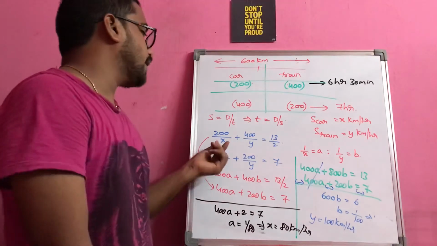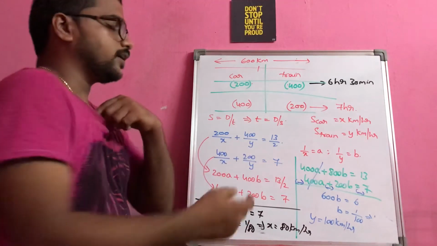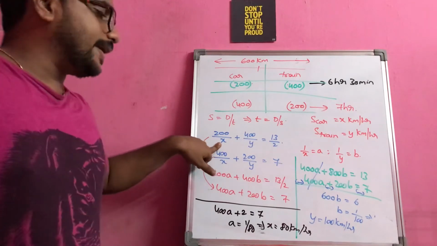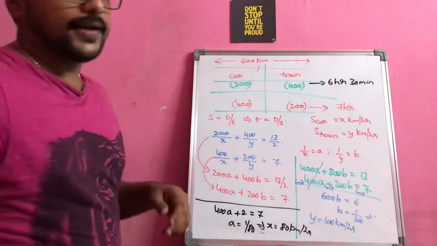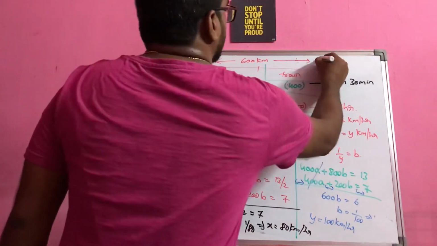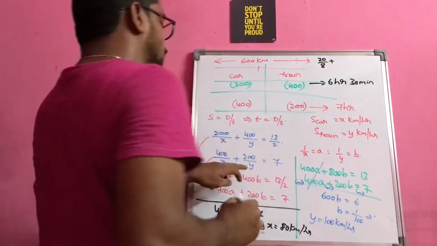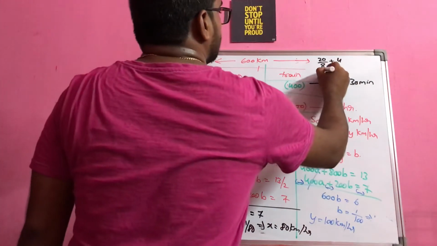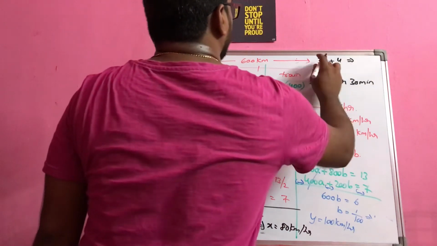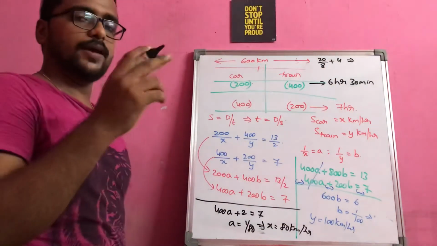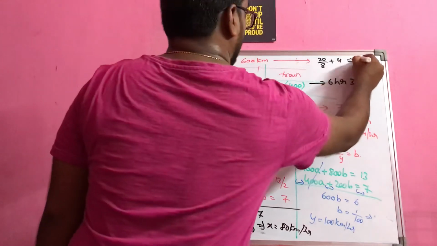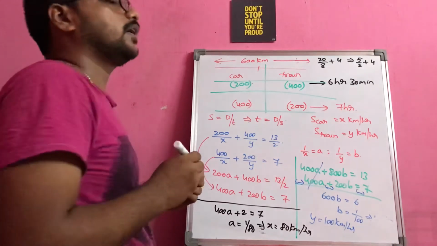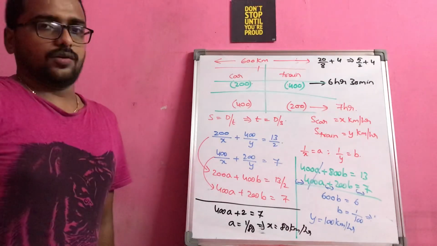You can just substitute the x and y values and let us check whether you get 13 by 2 or not. If I substitute x with 80, 200 by 80 I will be getting 200 by 80, which means 20 by 8, and then plus y is 100, so that is 4. If you simplify further, 20 by 8, 4 table you can cancel out, 5 by 2. 5 by 2 plus 4 will give you 13 by 2. Like that you can cross check whether what we got is correct or not.